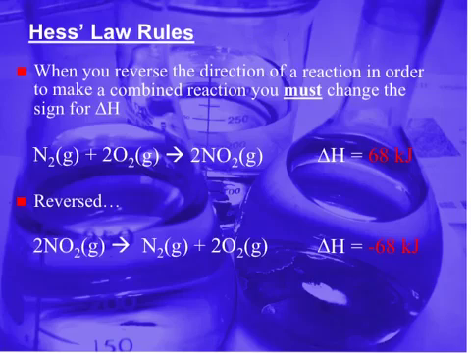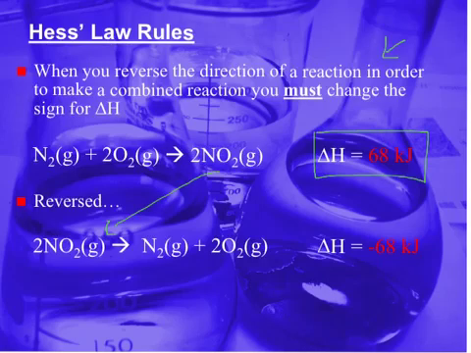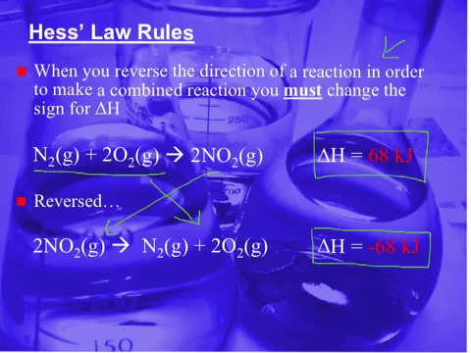Let's revisit a couple of the Hess's Law rules that we mentioned earlier. When you reverse the direction of a reaction, in order to make your math work, you have to change the sign for the enthalpy of reaction. Here, the forward reaction is endothermic. It takes in 68 kilojoules. However, when we reverse the reaction, the nitrogen dioxide, instead of being a product, is now a reactant, and the nitrogen gas and the oxygen gas, instead of being reactants, are now products. For the reverse reaction, the enthalpy change is now exothermic. It will give off 68 kilojoules for every one reaction.